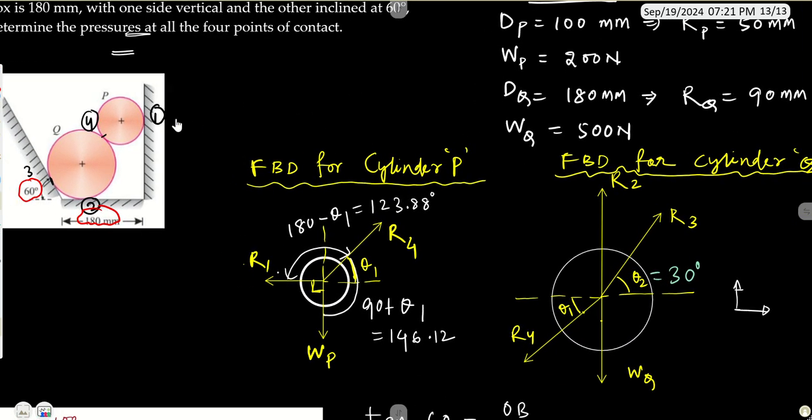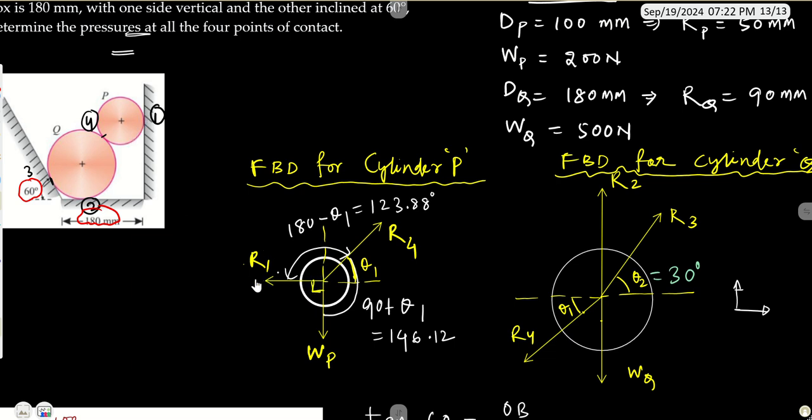Here I have drawn the free body diagram for this cylinder, right? We will be making it free from all these supports or surfaces with which it is in contact. So I have drawn the simple cylinder over here. After that we have to show all these acting or reaction forces. Here it is WP, the weight of this particular cylinder P, which will be acting in the downward direction. We will be getting another reaction over here, which will be perpendicular to this particular contact point, that is the wall.